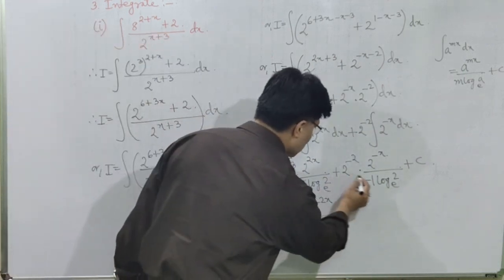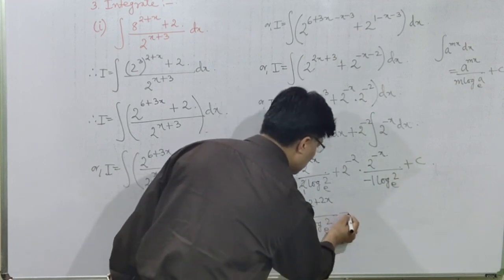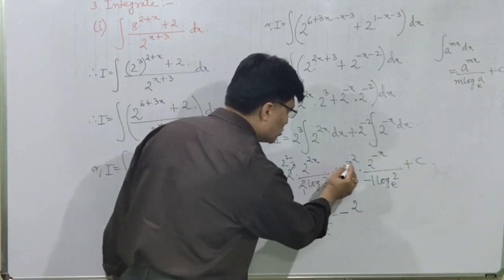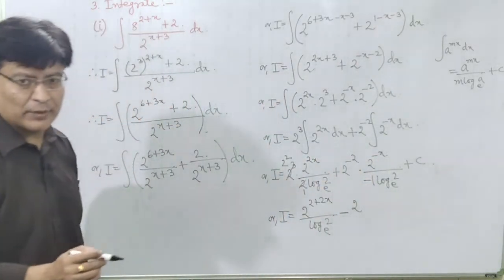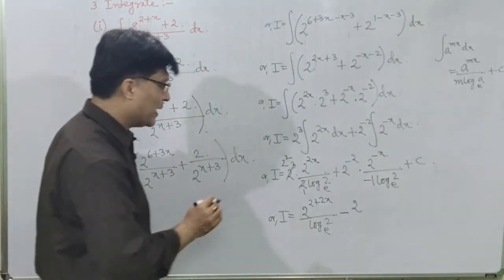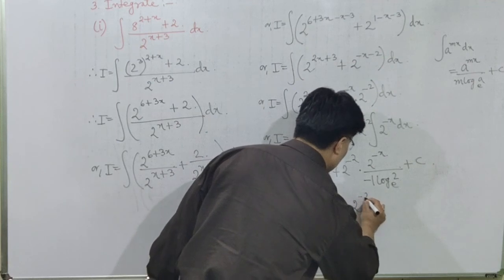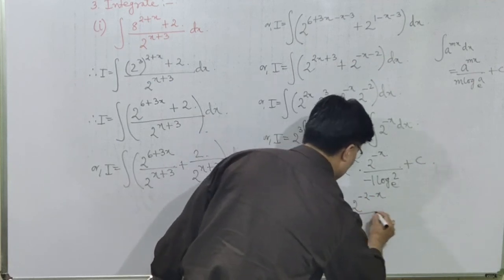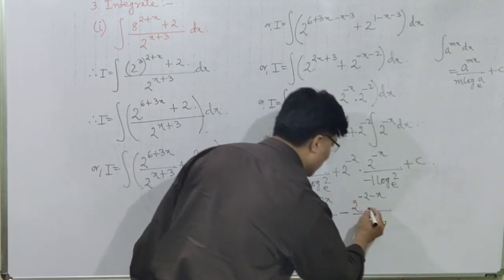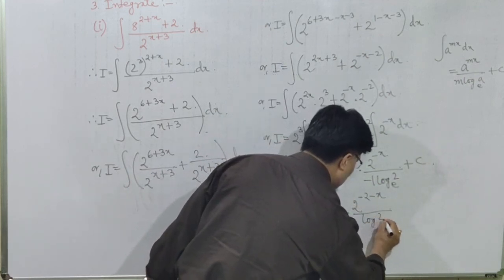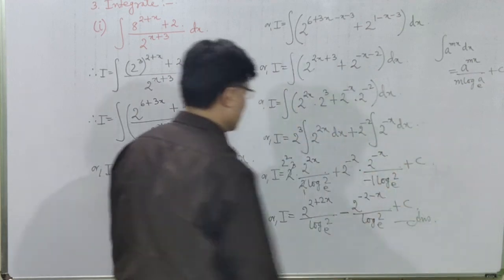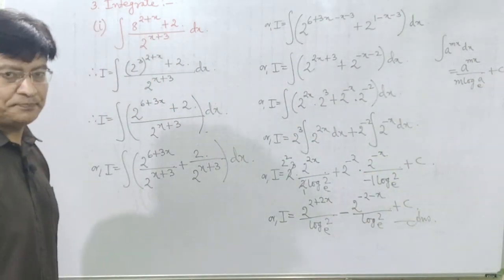Then again this is plus and minus is minus. This is your minus sign. 2 to the power minus 2 and 2 to the power minus x, if you multiply them, powers will be added. So it will be 2 to the power minus 2 minus x divided by, so you don't have to write 1. So it is only log 2 base e. Then you can write plus c. So this is the final answer.